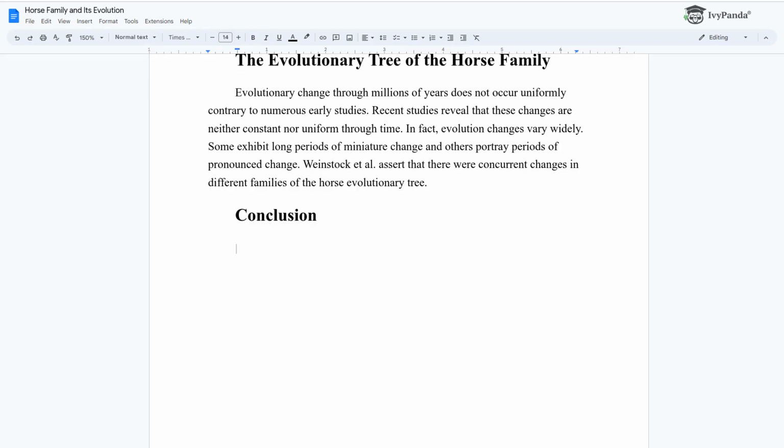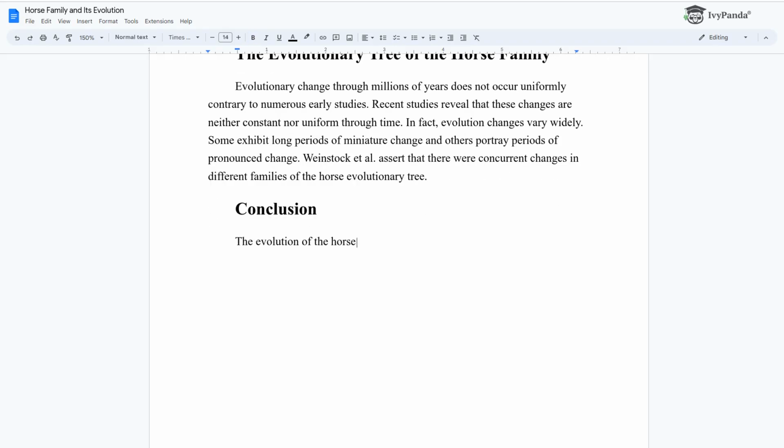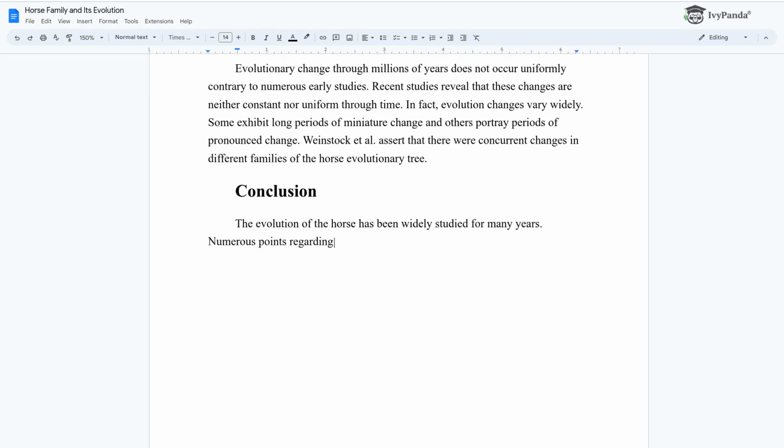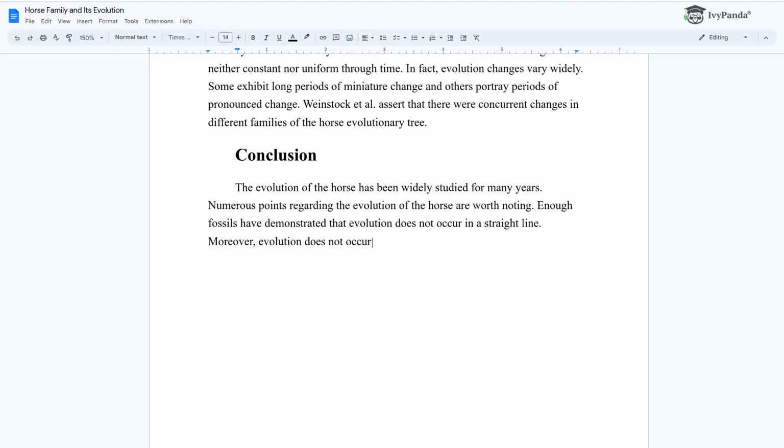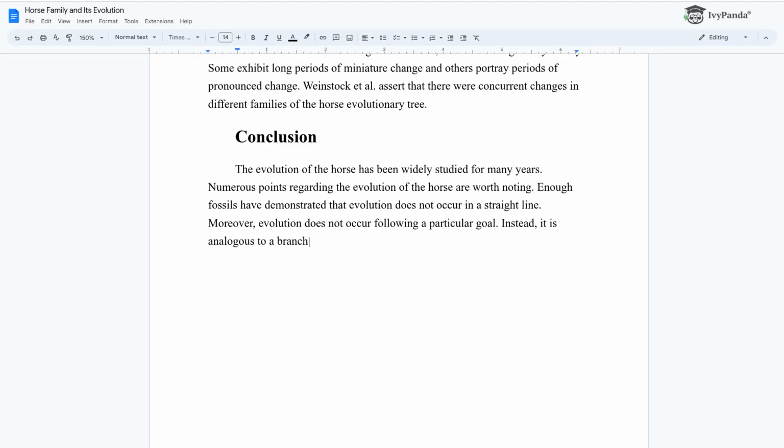Conclusion. The evolution of the horse has been widely studied for many years. Numerous points regarding the evolution of the horse are worth noting. Enough fossils have demonstrated that evolution does not occur in a straight line. Moreover, evolution does not occur following a particular goal. Instead, it is analogous to a branching bush without a specific predetermined goal.